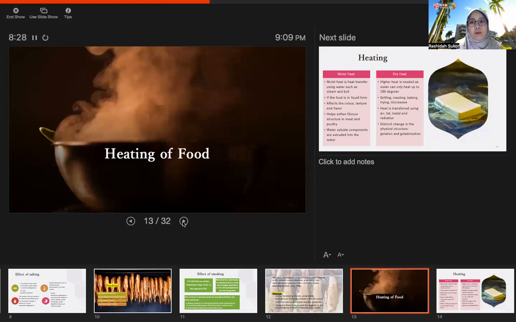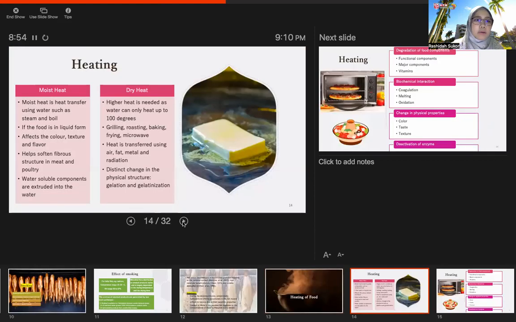Okay, then we go to the heating of food. Heating of food is mostly being used, right? This is one of the traditional and easy ways for food to be treated or processed in order to make sure that the food meets food safety or food processing parameters. When we talk about heating, there are two types of heat. One is moist heat, the other one is dry heat. What does moist heat mean? Moist heat means the heat transfer is using water, in the form of steam, for example, and also boiling.